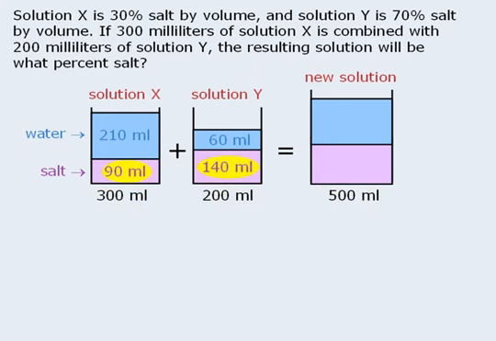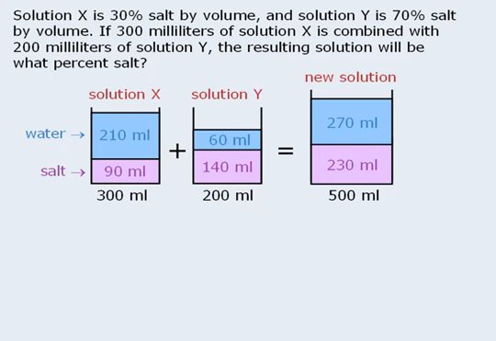Next, since solution X contains 90 milliliters of salt and solution Y contains 140 milliliters of salt, the new solution must have a total of 230 milliliters of salt. Finally, since solution X has 210 milliliters of water and solution Y has 60 milliliters of water, the new solution must have a total of 270 milliliters of water.